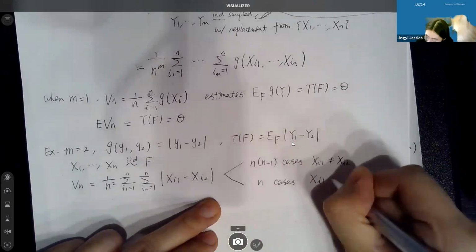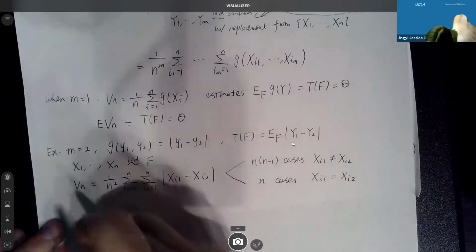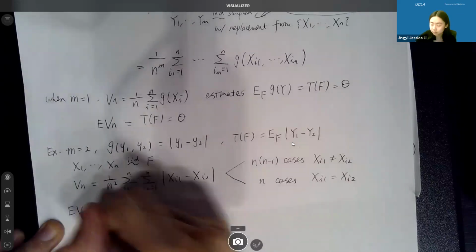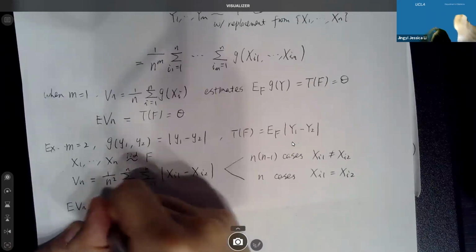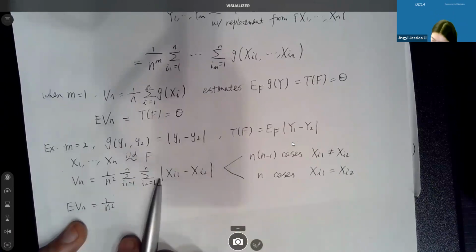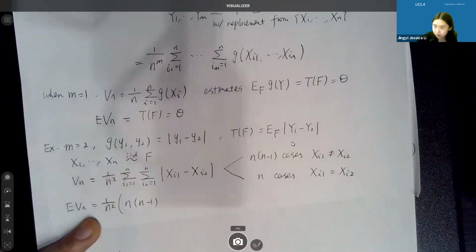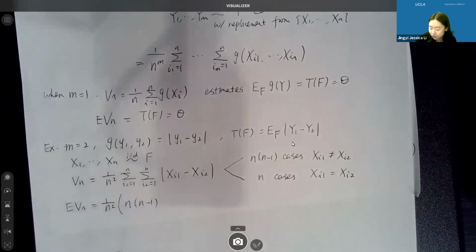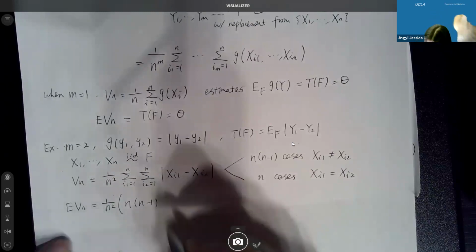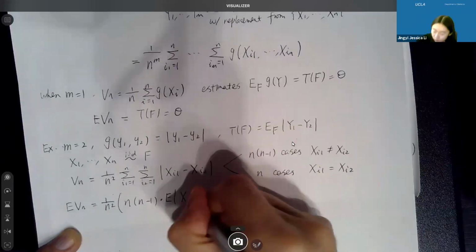But for the remaining n cases, x_i1 equals x_i2. So when we talk about this V statistic and consider its expectation, we need to separate those two cases. When we take the expectation of V_n, when the expectation enters the summation, we are going to have n times n minus 1 cases when they are different. And when they are different, they share the same expectation. So I can just write it for simplicity as |x1 minus x2| as a representative.